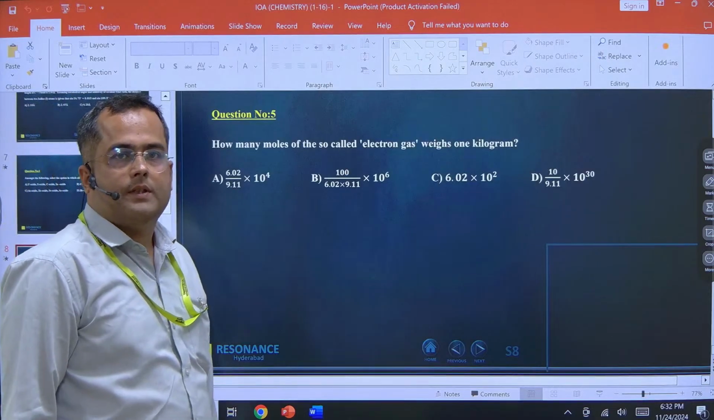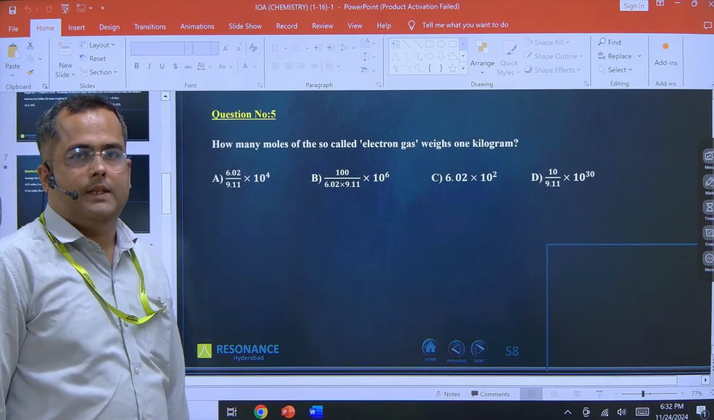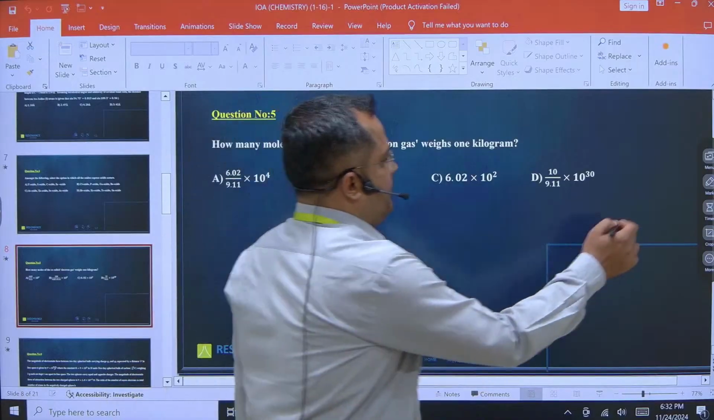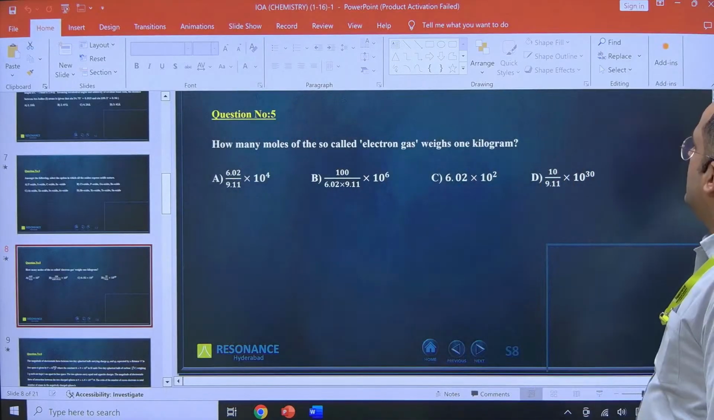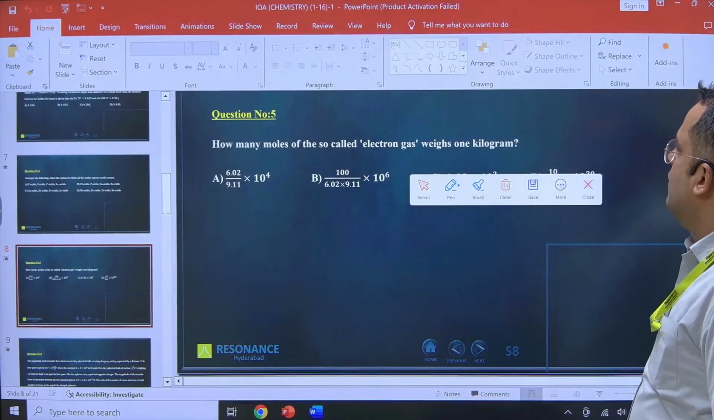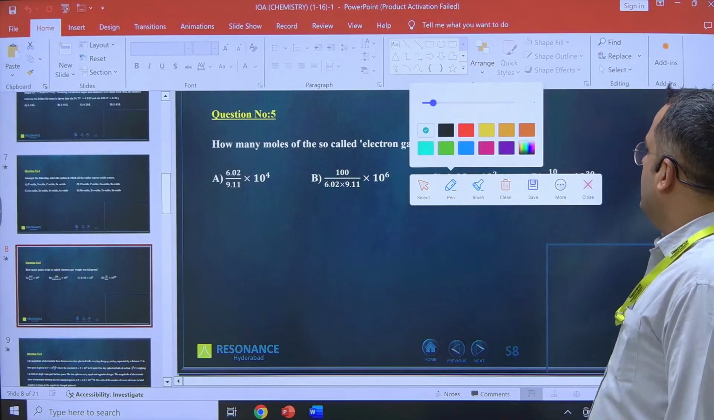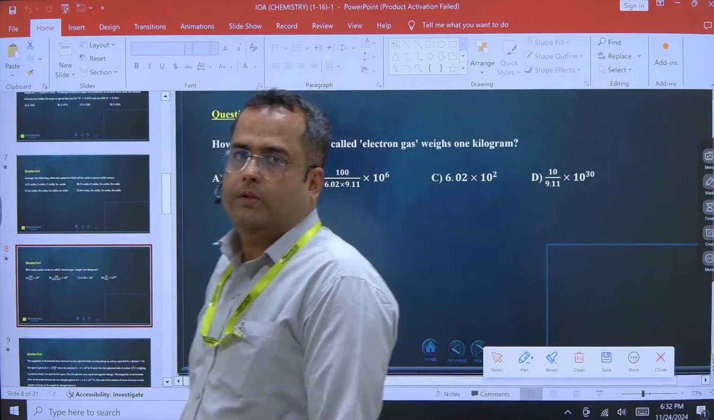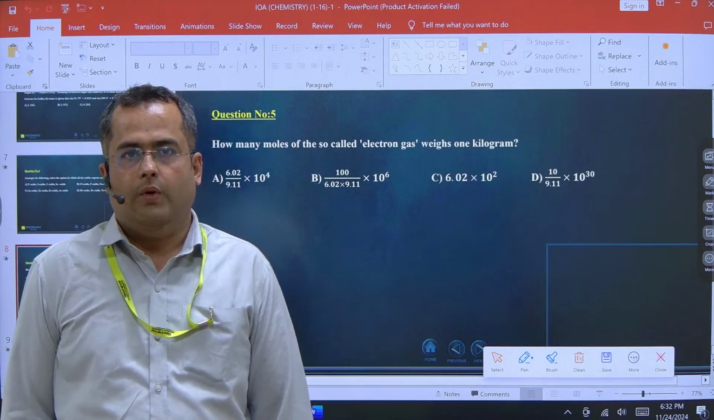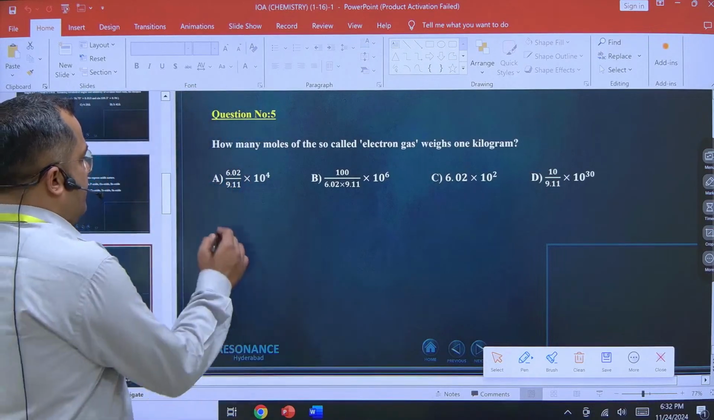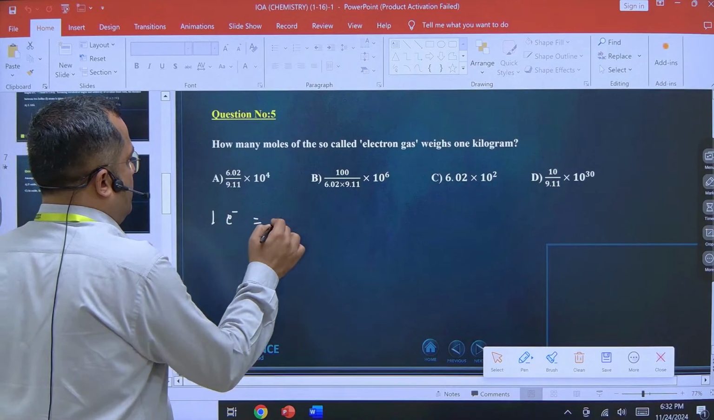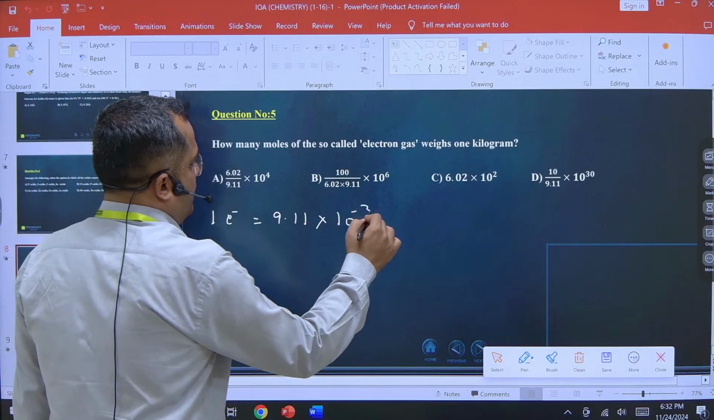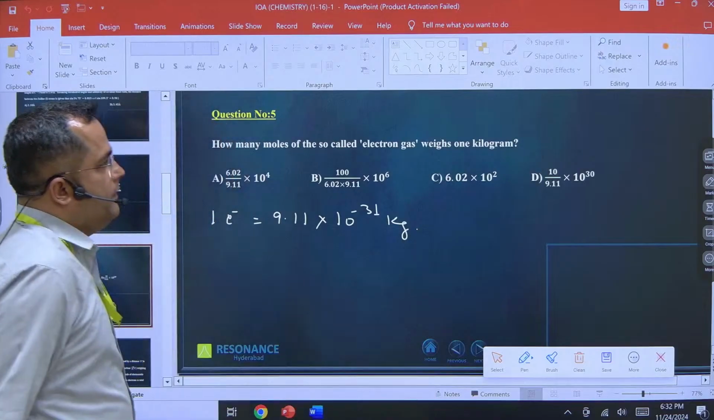See, this question was asked previously in JEE examination also. It is a very easy question. Let us solve this one. What they are asking? How many moles of so-called electron gas weighs 1 kg? No extra information is given here. So we need to know the weight of one electron. So we all know weight of 1 electron is equal to 9.11 into 10 to the power minus 31 kg.